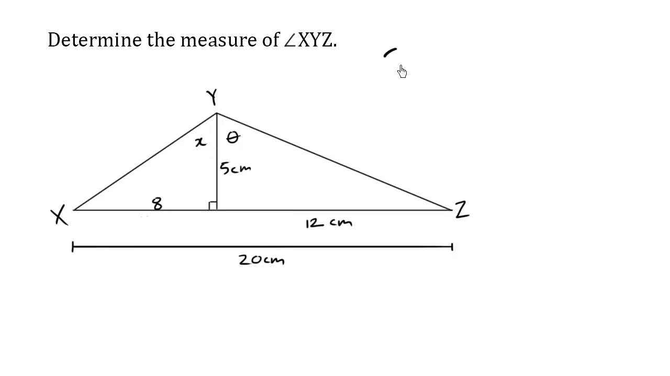So recall SOHCAHTOA, we have the opposite and the adjacent. So we're going to be using tan, the tangent. So tan x is equal to the opposite over adjacent, which is 8 over 5. And we simply take the inverse tan of both sides, which gets x.